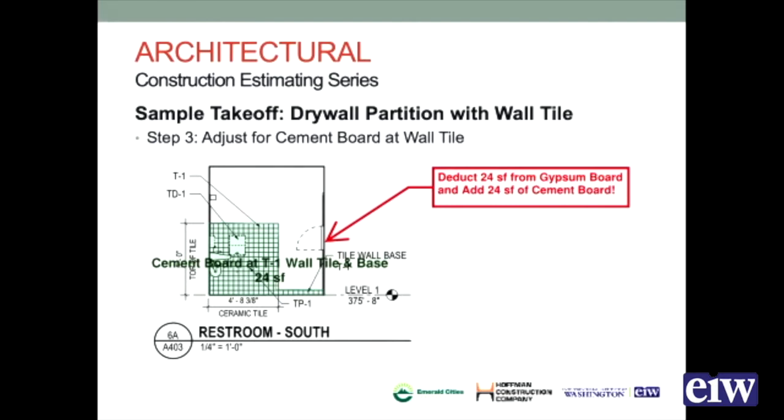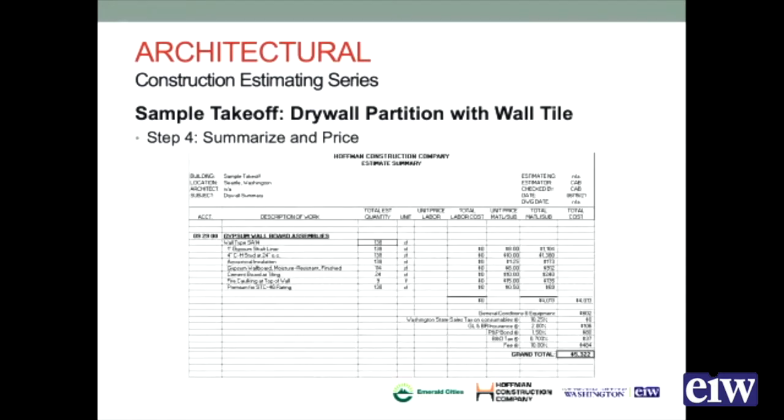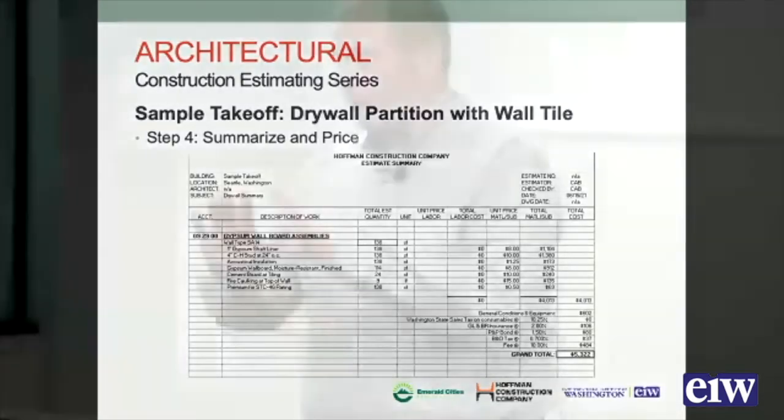The next step, once we have those general areas, is that we need to recognize that we do have tile, so we need to put cement board there. So let's measure the tile. We measure the tile, it's 24 square feet. So we need to add the cement board in at 24 square feet and deduct the 24 square feet out of our finished drywall number to make sure that we've got the right amount for our installation.